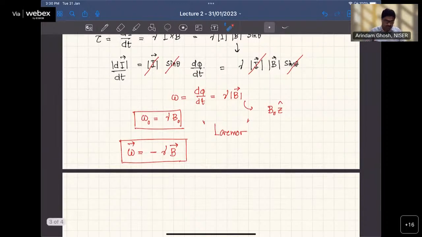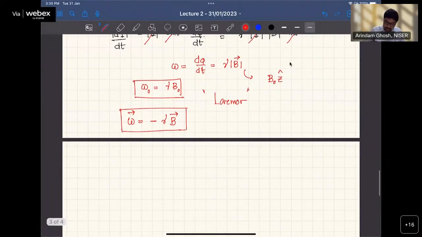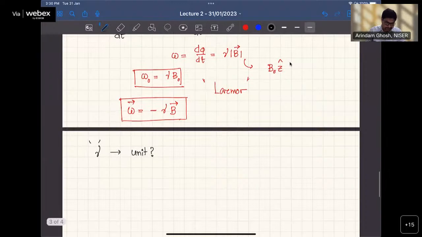This gamma, the gyromagnetic ratio, is extremely important for anyone learning NMR. So let's talk more about gamma. What is its unit? It has two units. One unit is radian per second per Tesla, and another unit is Coulomb per kg. This is very weird, isn't it?